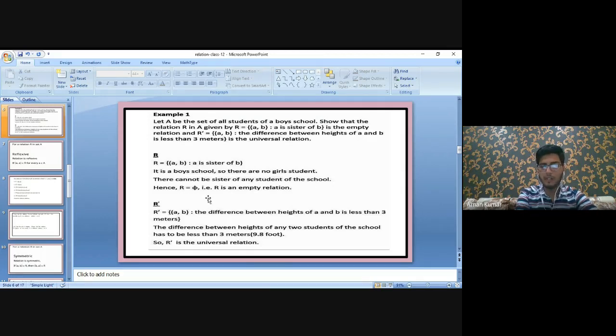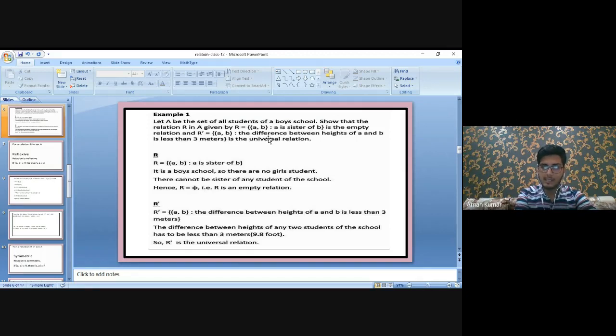So R will be what? R will be φ. That is, R is an empty relation. So I think the empty relation is clear from this example. No element of the first set is related to any element of the second set. So that's why the relation is φ, that is, the empty relation.